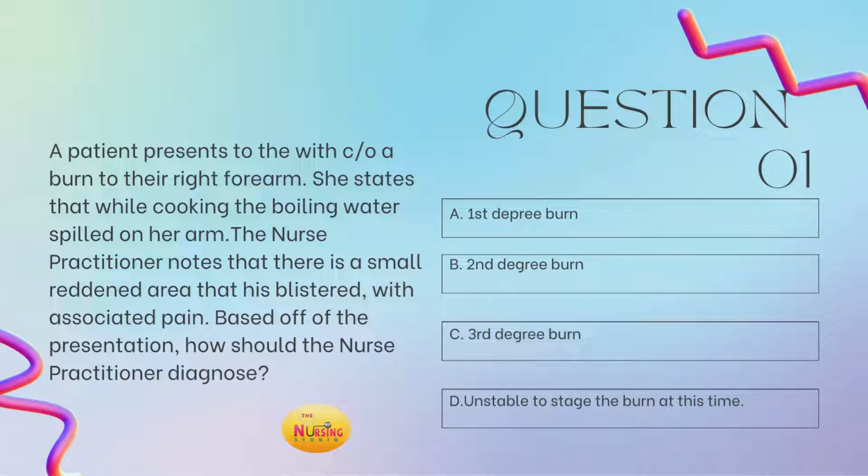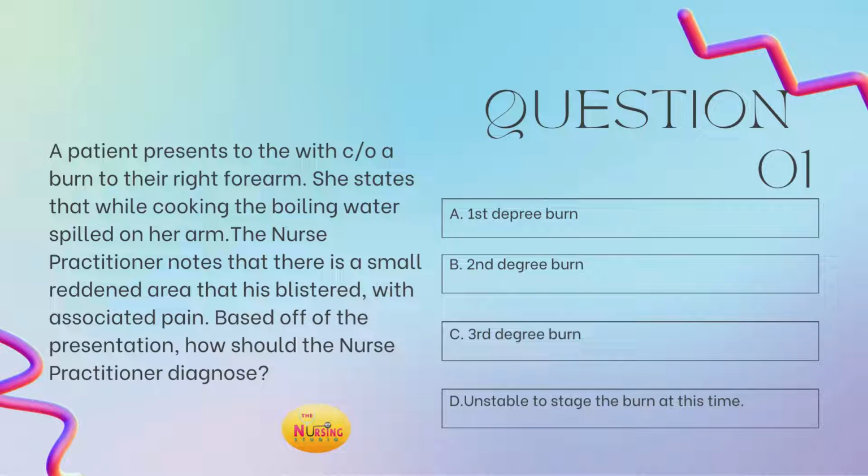All right, you guys, I always recommend that you read the stem of the question first so it allows you to slow down and ensure that you're answering what is even being asked. So the stem of the question here states, based off of the presentation, how should the nurse practitioner diagnose? I always tell you if they're asking about a diagnosis, you need to run it back and see what the assessment findings are. How are they presenting? What are their signs and symptoms? What did the nurse practitioner note? What do you see on exam?